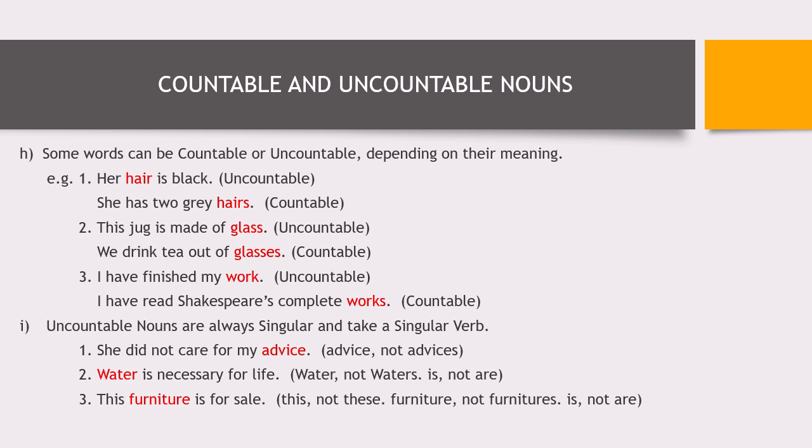I. Uncountable nouns are always singular and take a singular verb. 1. She did not care for my advice. Advice, not advices. 2. Water is necessary for life. Water, not waters. Is, not are. 3. This furniture is for sale. This, not these. Furniture, not furnitures. Is, not are.